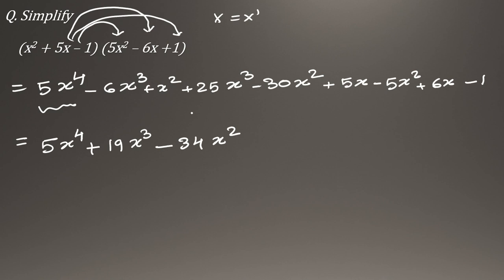Now let's talk about x. Where is that? Plus 5x plus 6x. Both are positive, so it will be plus 11x. And what about the constant number without x? We have only one number, and this is minus 1. So this will be the answer for this question. Okay, hope you understand this question.